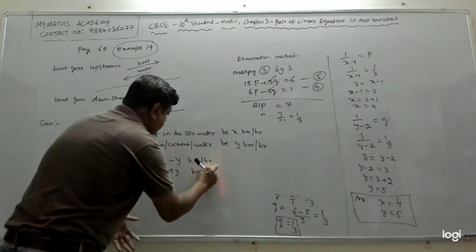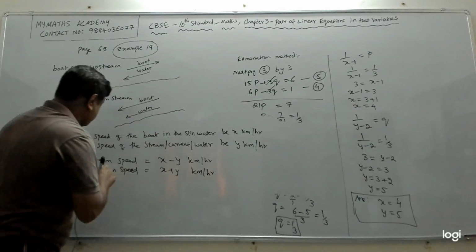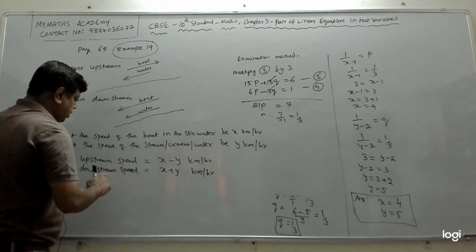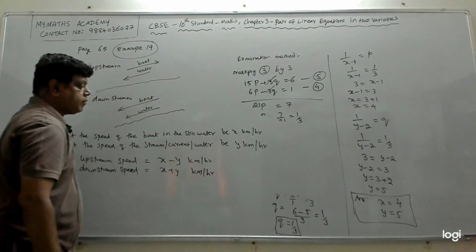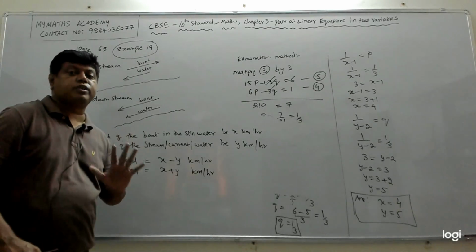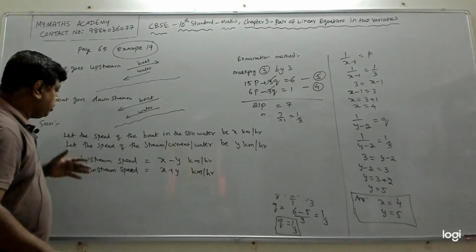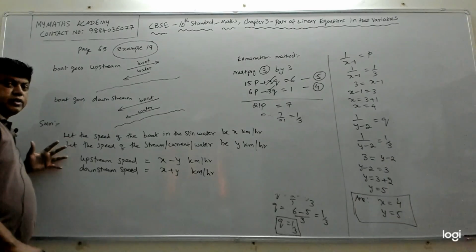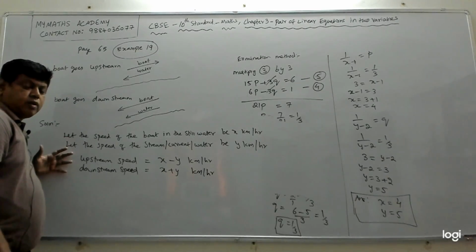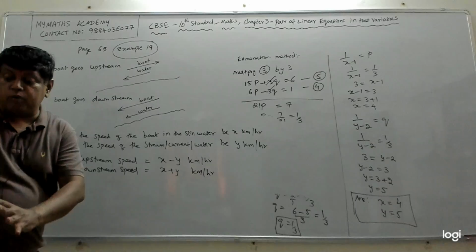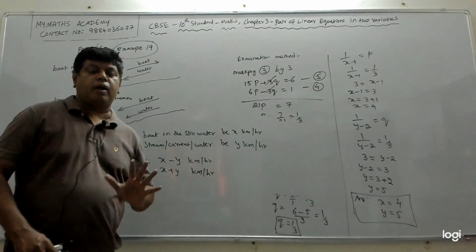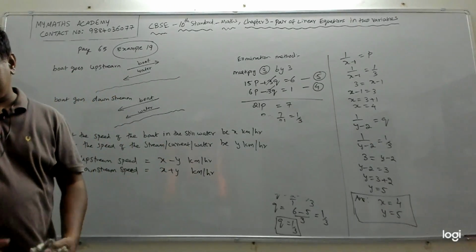So your upstream speed is x minus y kilometer per hour, and your downstream speed is x plus y kilometer per hour. Whenever you see an upstream downstream statement, you need to write these 4 points. After that only we should go and read what the question is about upstream and downstream. Now we will read the question again.